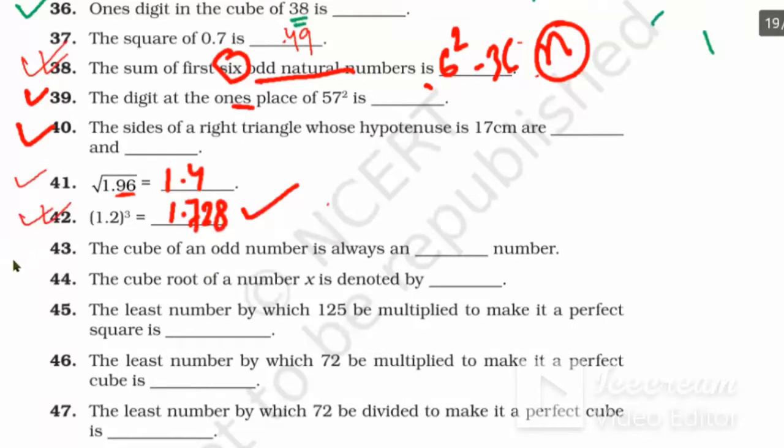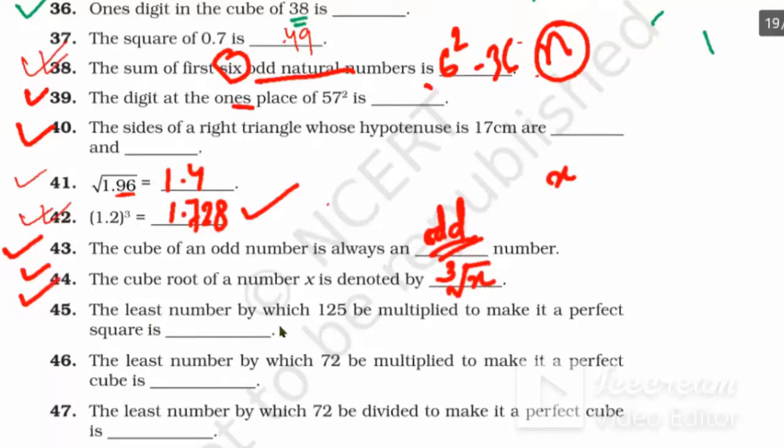1.728, this is correct. Now question number 43: the cube of an odd number is always an even number or odd number? Odd number. Very good. So cube of an odd number is always odd, and the square of an odd number is also always odd. 44: the cube root of a number x is denoted by, how do you denote cube root of x? Under root x, power 3, third root of x. Okay, cube root of x like this.